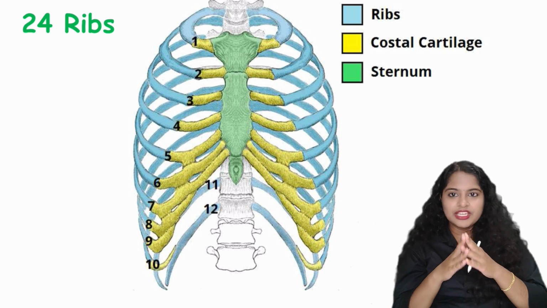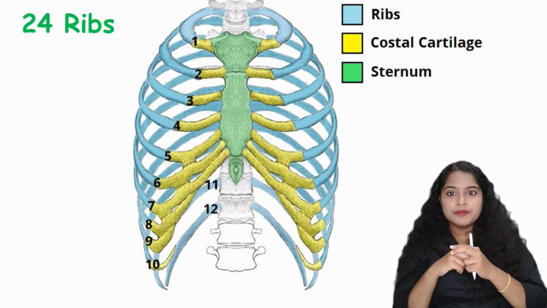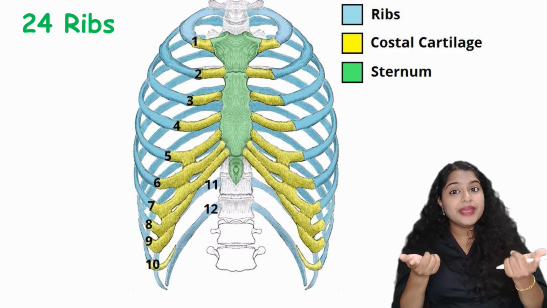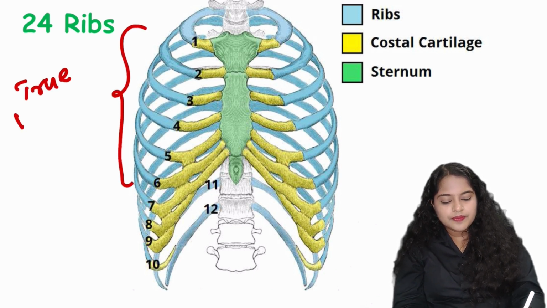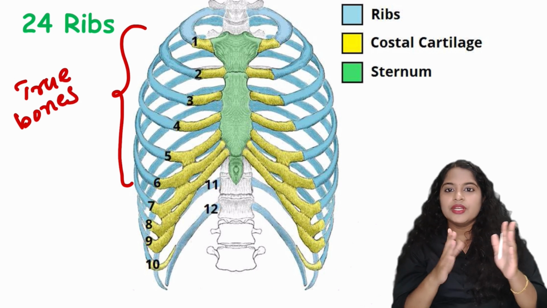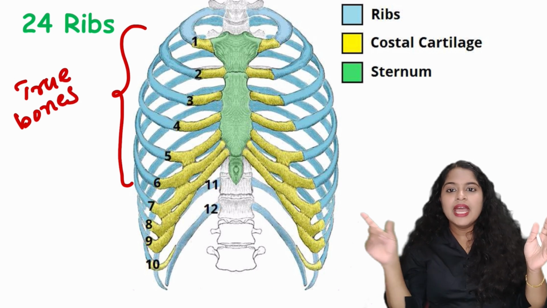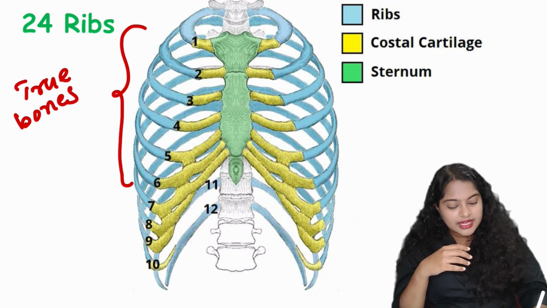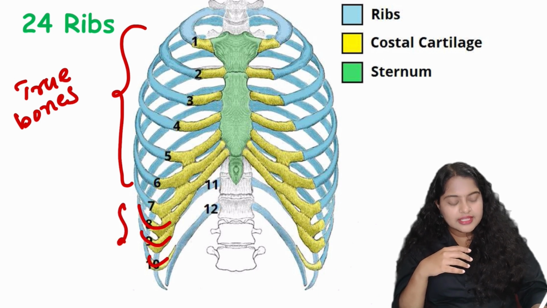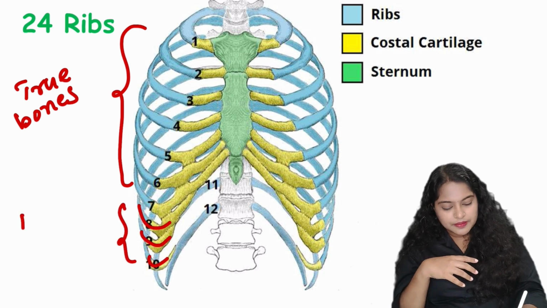So now coming on to the ribs. There are 24 ribs present in our body, that is 12 pairs of ribs. The first 7 pairs of ribs are called true ribs, because they articulate to the sternum on the ventral side and to the vertebral column on the dorsal side. Then the next 3, that is 8, 9 and 10, are called false ribs.